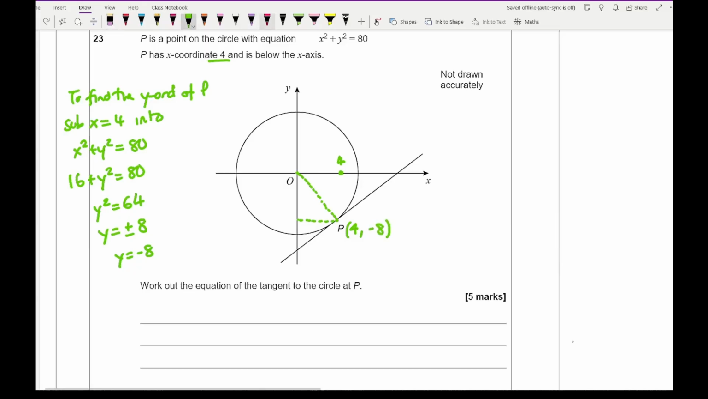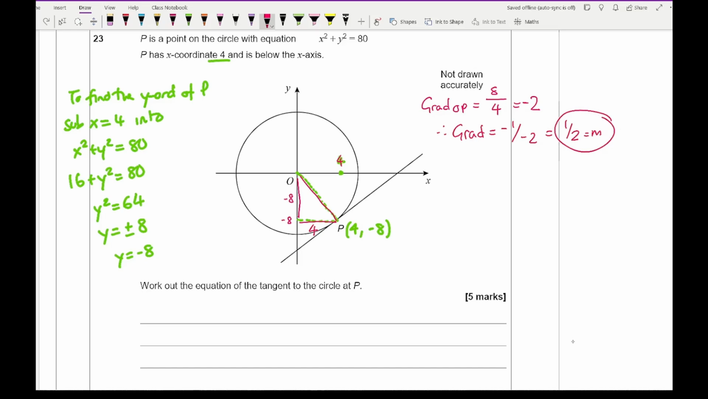Now, from this, I can then work out what the gradient of OP is going to be, because if this point here is minus 8, this point here is 4, then that gives me the dimensions of the triangle for me to work out what the gradient is going to be. So the gradient of OP is going to be the height, which is 8, divided by 4, which gives me 2. Now, because it's going down, it's actually going to be minus 2. So therefore, the gradient of the tangent, which is going to be the negative reciprocal of OP, is going to be minus 1 over minus 2, which gives me an answer of a half. So m equals a half.